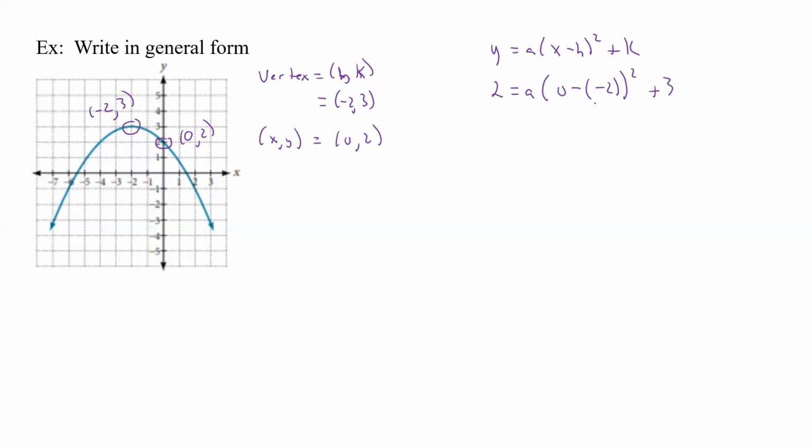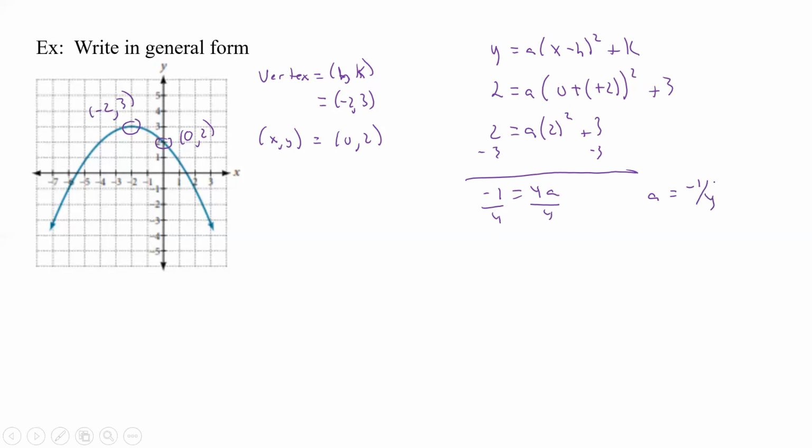And so if we simplify on the right side, we have 2 equals a times, well, minus a minus is plus. That's 2 plus 0 is 2, 2 squared plus 3. All right, so let's subtract 3. So -1 equals, well, 2 squared is 4a. So divide by 4. So a equals -1/4.